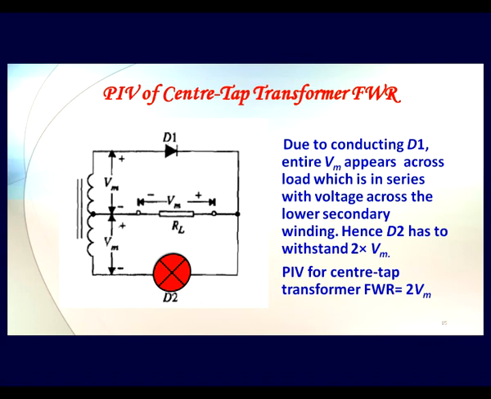So this reverse bias diode is going to encounter a total of, if you consider from this point till this point, 2 Vm voltage across it. So the peak inverse voltage rating of a diode in a full wave rectifier using a center tap transformer should be 2 times Vm. Okay, so you need a higher diode rating. In a half wave rectifier, as you remember, it was only Vm.